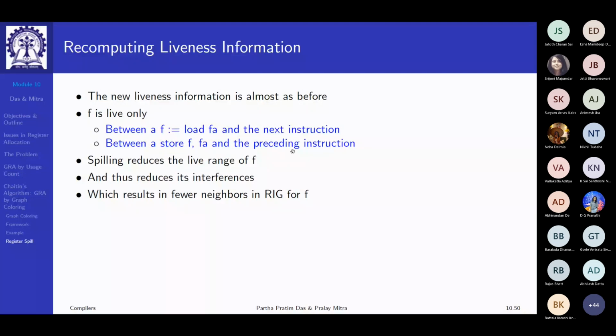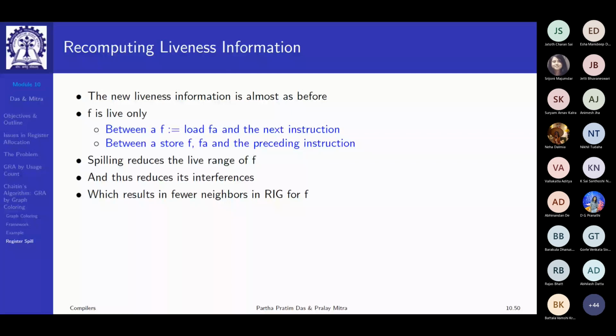Okay? Now it may so happen that F may be used on consecutive instructions, or it may be used multiple times before being redefined. So you will have multiple loads for the F, which can subsequently be removed, which can subsequently be optimized.